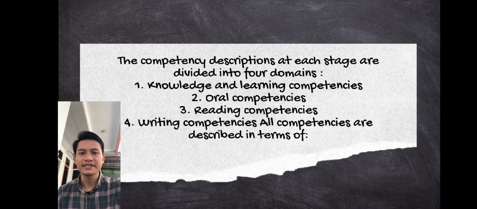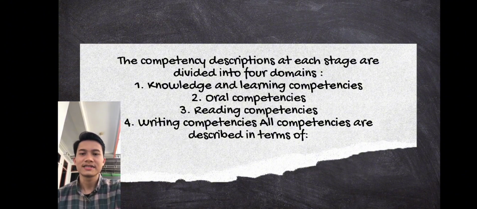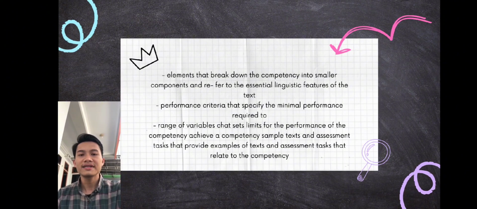The competency description is divided into 4 domains. 1. Knowledge and learning competence. 2. Oral competence. 3. Reading competence. 4. Writing competence. All competences are described in terms of elements that break down the competency into smaller components and refer to the essential linguistic features of the text.